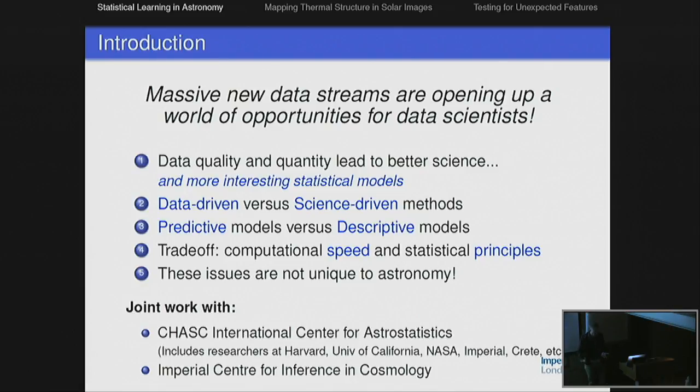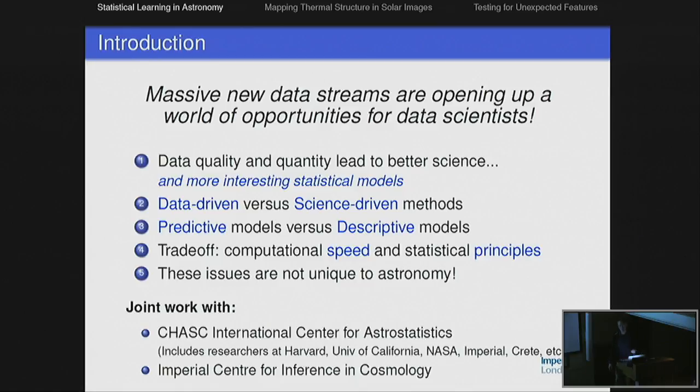Whereas if you're an astronomer maybe, there's often more to problems than simply prediction. You want to understand the mechanisms that generated the data. So that's what I would call a descriptive model. The model is actually trying to describe the data generation process.